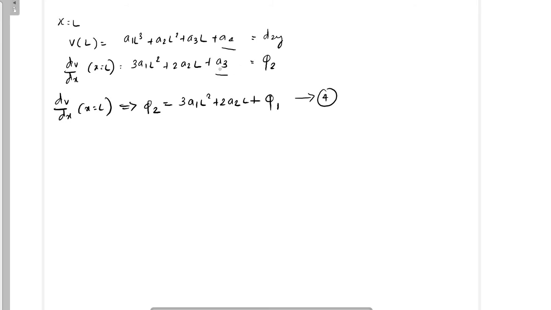And substitute the value of a4 here. The a4 value is d1y. So v of L is equal to d2y, which is a1 L cubed plus a2 L squared plus a3 L plus d1y. So this is equation 5. So I can redefine with this, that is the slope, here it is phi 1, here it is phi 2.